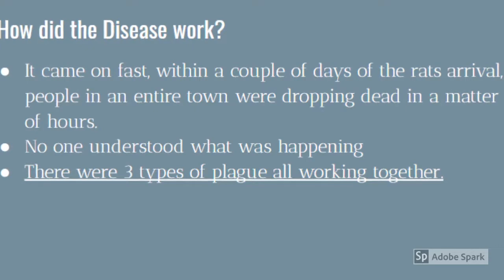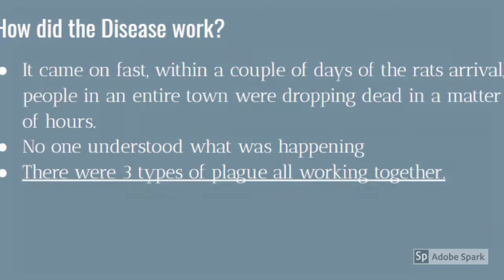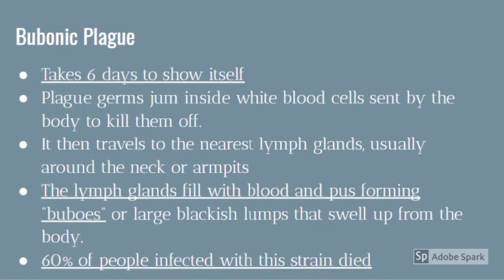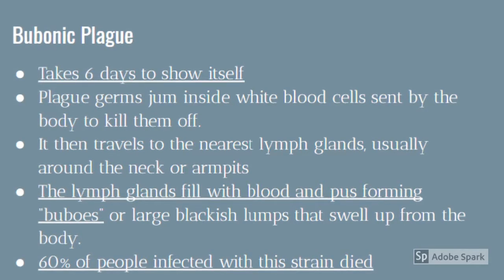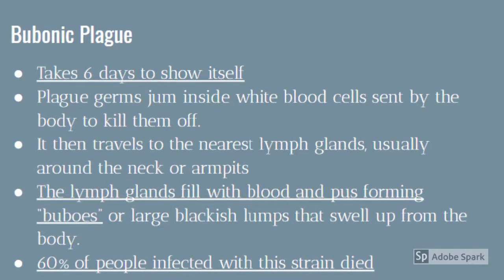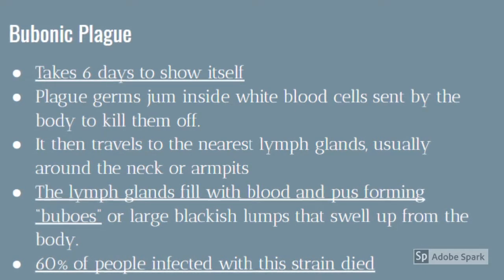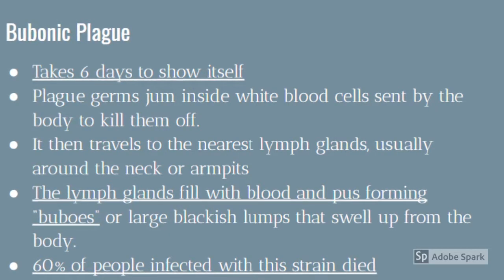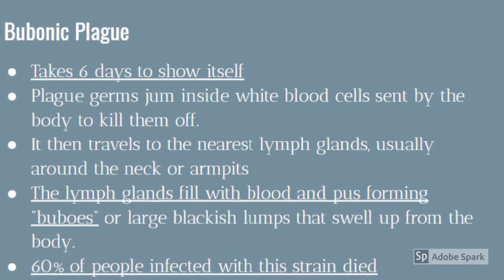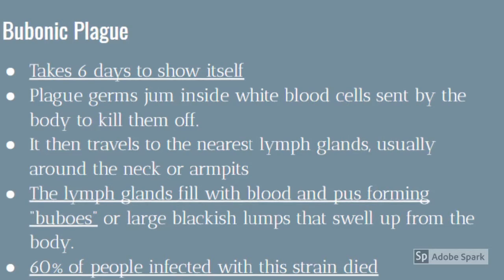Let's look at the 3 types of plague and how they were all working together. The Bubonic Plague is the most common form of the 3, which is why you often hear the Black Death referred to as the Bubonic Plague. This strain would take up to 6 days to show itself. Imagine how many people you come into contact with in 6 days' worth of time, and each one of them now has been exposed to the germs.